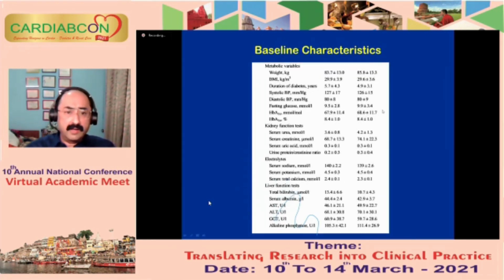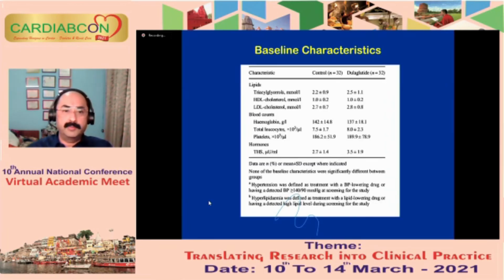Again, baseline parameters, the biochemical profiles of these patients: the average A1C was 8.4, and the BMIs were in the obese category for most of them. And these would be the routine kind of indications for using drugs like empagliflozin or dulaglutide. Their liver functions are clearly demarcated here. The between-group differences were virtually negligible. The lipid profiles, blood count.